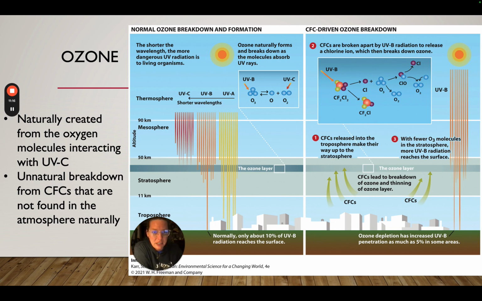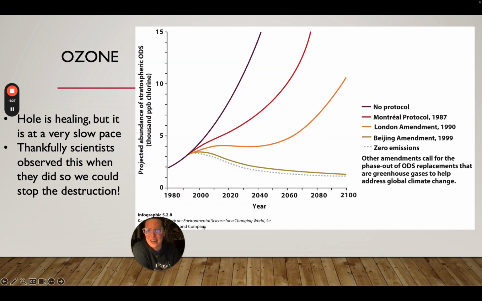But thankfully, as we got through, scientists were like, hey, this is not okay. Let's come together. So we're like, all right, cool. So here's our protocol. So this is a graph that we could expect, showing different scenarios. If there were no protocol, what would happen to the abundance of stratospheric chlorine or CFCs? What's happened, thankfully, thanks to the Montreal Protocol, the London Amendment, Beijing Amendment, or zero emissions.